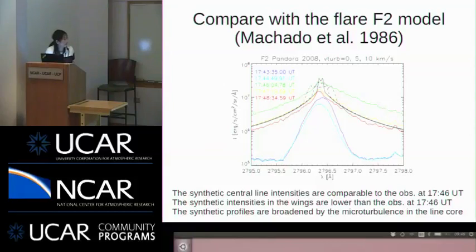We can see that the synthetic central line intensities are comparable with the observations at this time, but the synthetic intensities in the wings are lower than the observations at 1646, but comparable with the intensity at later times. It also shows that the synthetic line profiles are broadened by the microturbulence in the line core.